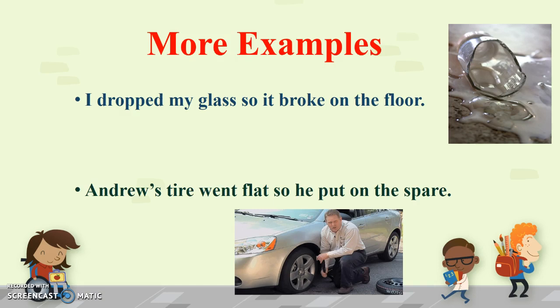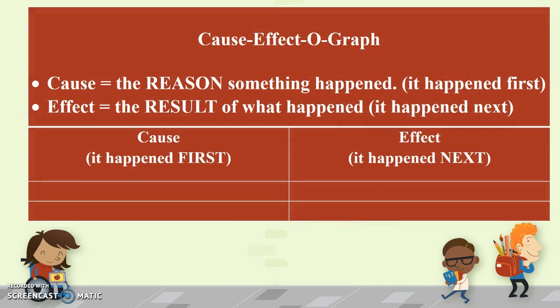We have a graphic organizer that we can use to organize causes and effects in stories we read. We call this a cause-effectograph. Let's take a look on the board. We have our definitions restated here so it's easy to remember. Remember, cause is the reason something happened. It happened first, but may not always be stated first. Effect is the result of what happened. It happened next. Fourth graders, we will be learning how to fill in this chart with a few more examples.